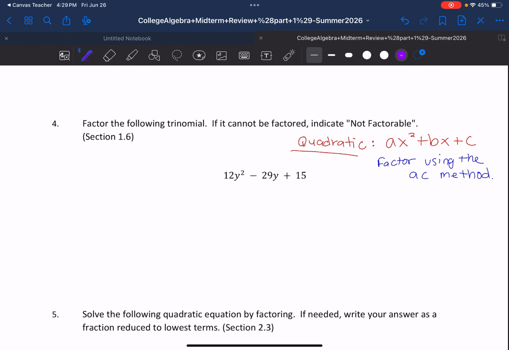Okay, so step 1 is to multiply A times C. So in this case, the A, which is the coefficient in front of the variable squared, would be 12, times C, which is the constant at the end, which would be 15. So we need to multiply 12 times 15, and that's going to give us 180.